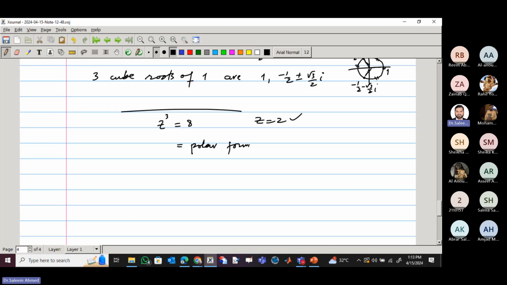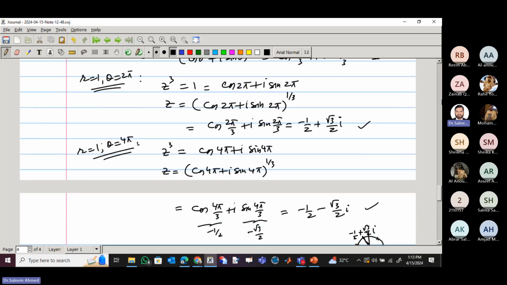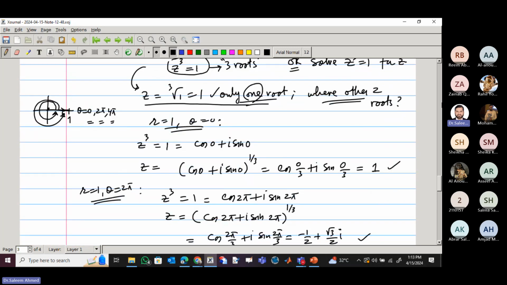Now, why we only use these three values: as I mentioned, the next three values are 6 pi, 8 pi, 10 pi. If you use 6, 8, 10, you will repeat the same values, 1, 1 plus root 3 and 1 minus root 3. So the next three values will exactly repeat the same roots. That's why we don't use them. We only pick the first three values.